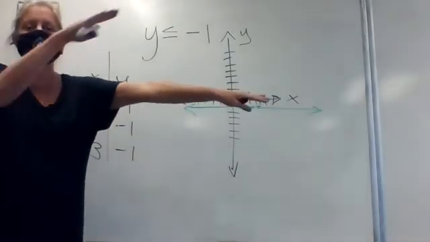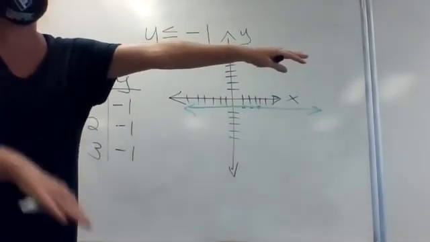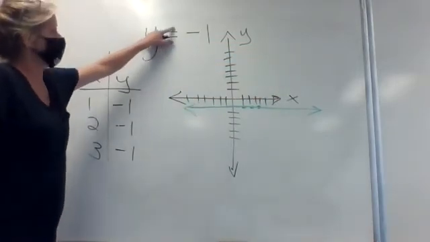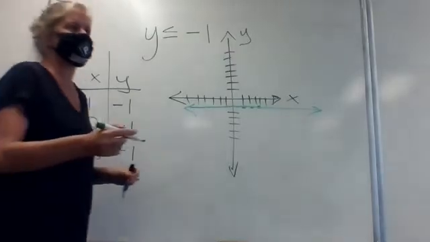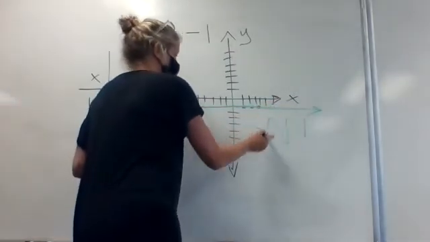So since it's horizontal, you can shade above or below it. This one is less than. Where are the y values less than that line? Where do you shade for less than? Below.